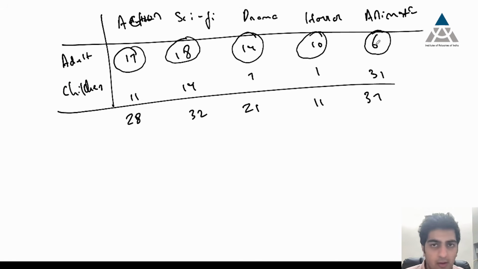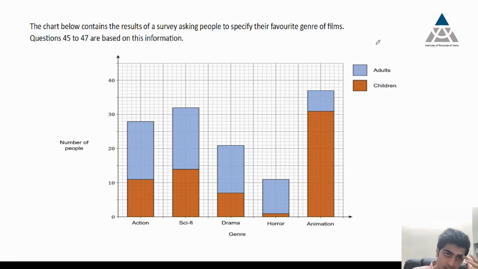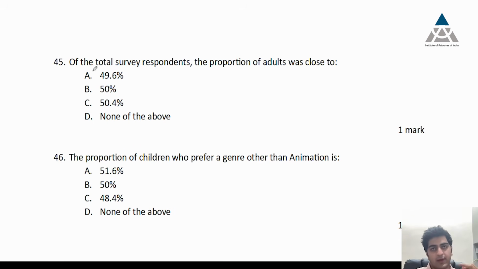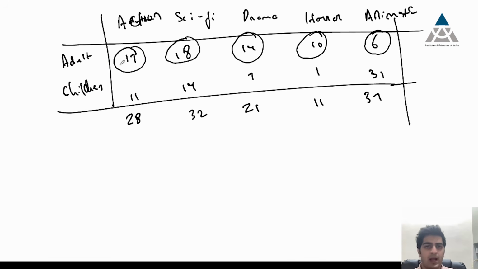So we have tabulated all our numbers, and this should give us a good foundation to do the sums now. Question 45: of the total survey respondents, the proportion of adults was close to, so quite straightforward now. Just need to add these. 17 and 18, that's 35, plus 14, that's 49, 59 and 65. And for children, 25 plus 7 is 32, 33, and this is 64. So 65 and 64, total of 129 respondents. So adults were 65 divided by 129.